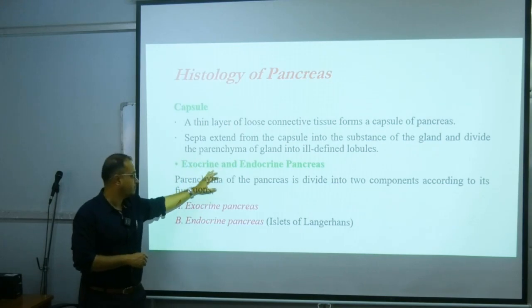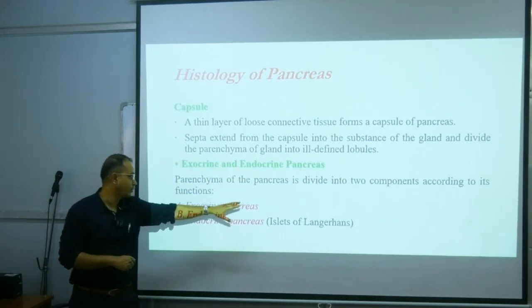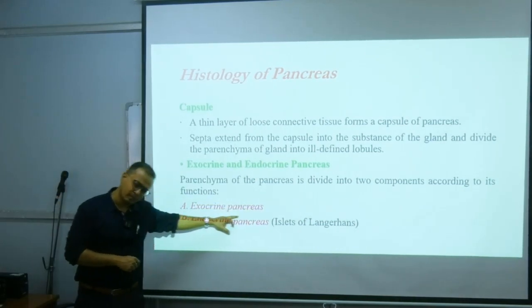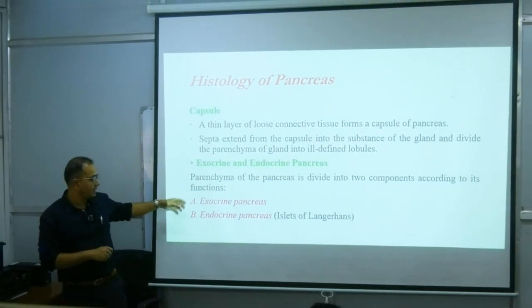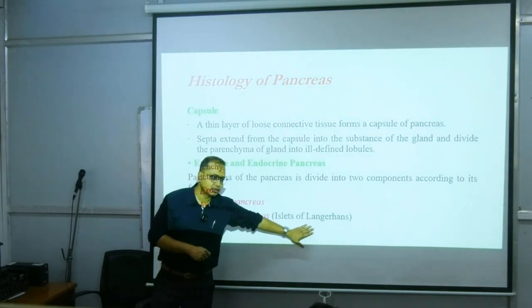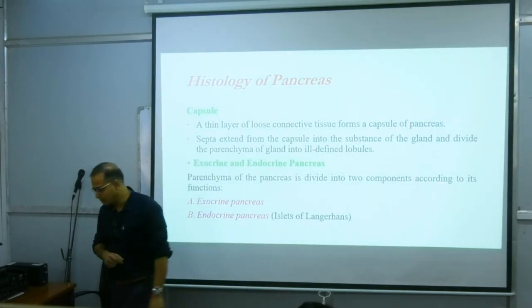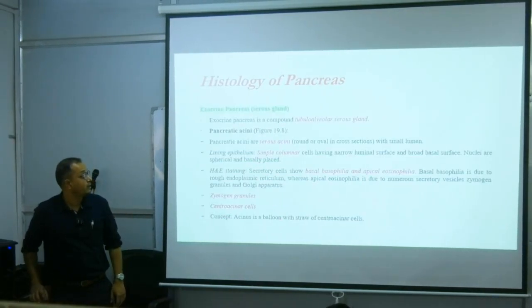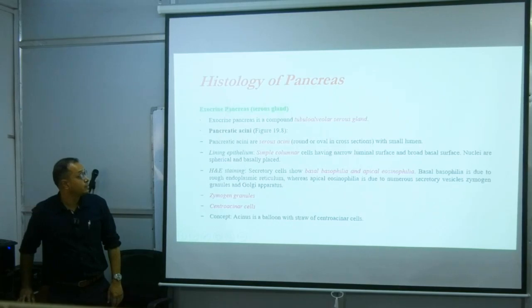And as we have mentioned, this pancreas has exocrine and endocrine functions. We are going to see the exocrine component of the pancreas, which is predominantly seen, and some areas of endocrine tissue which we call islets of Langerhans. These are the two entities we are going to address in this session, in this class. Now let's deal with the exocrine functions.